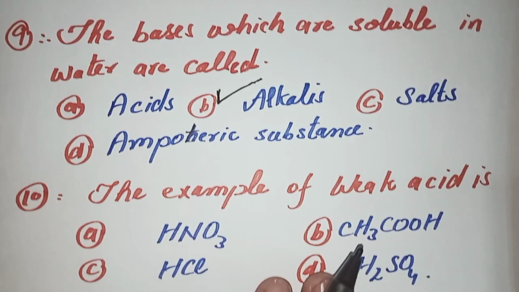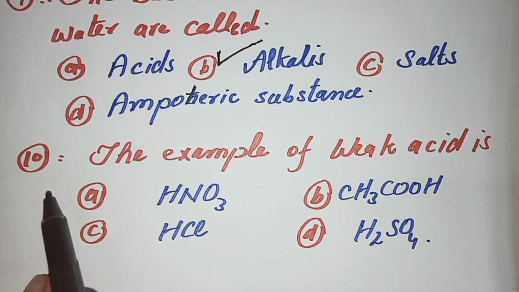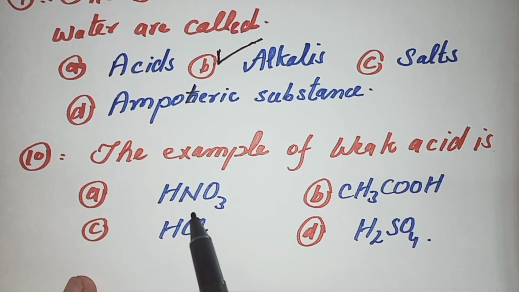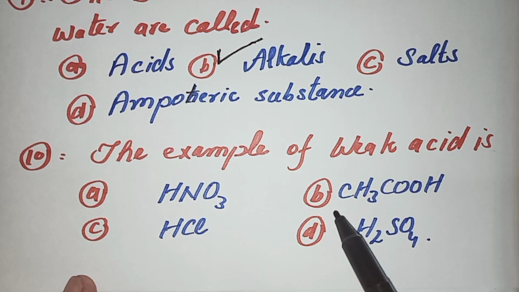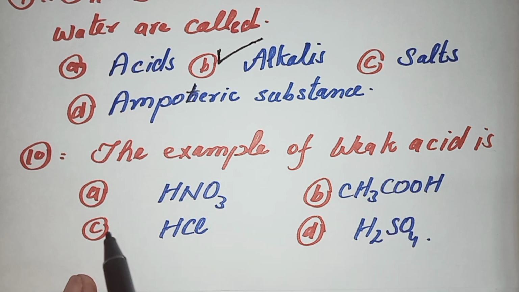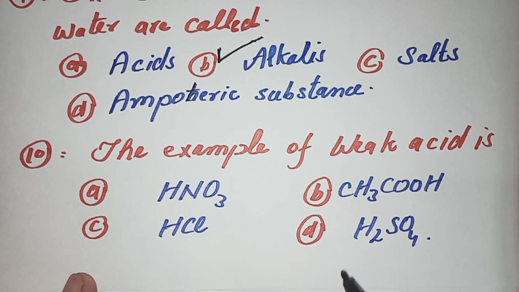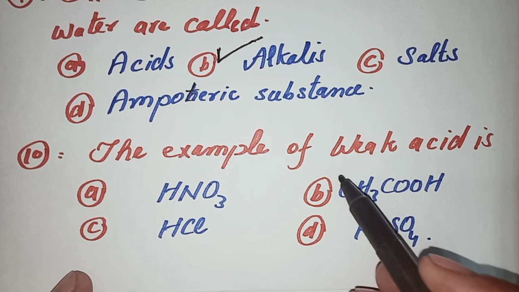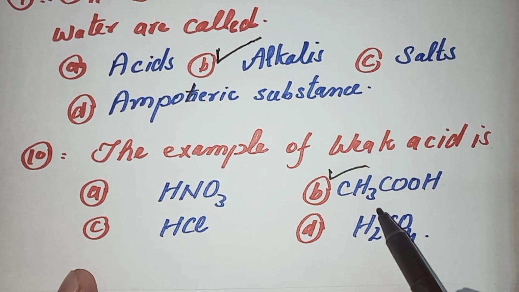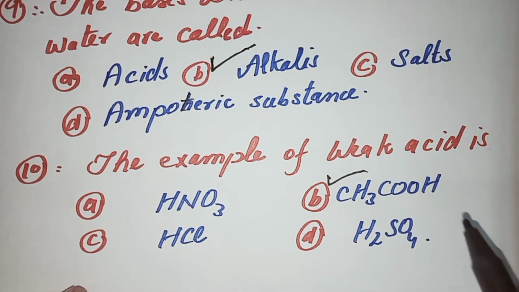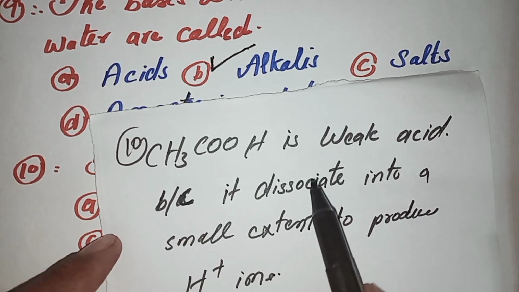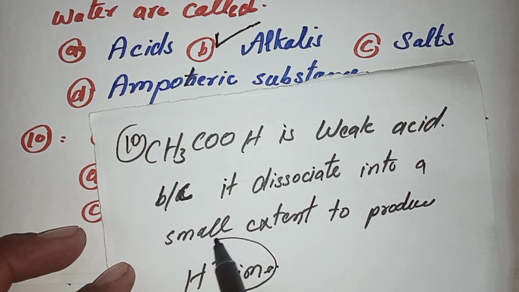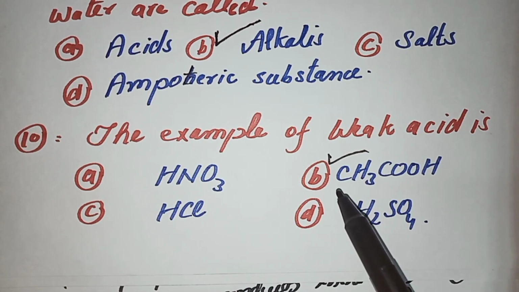In the last question, the example of weak acid is option A, nitric acid, option B, acetic acid, option C, hydrochloric acid, and option D, sulfuric acid. So the option B is correct. Acetic acid is a weak acid because it dissociates to a very small extent to produce hydrogen ion. So the option B is correct.